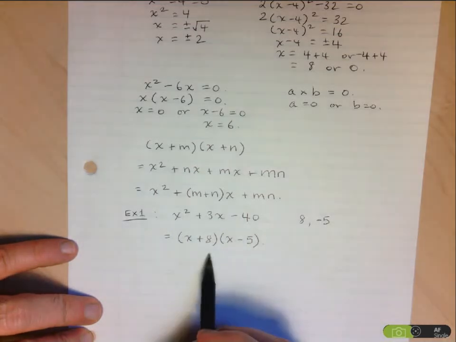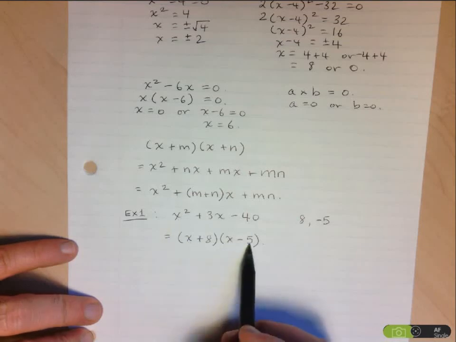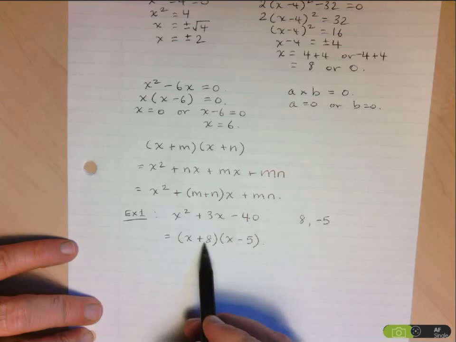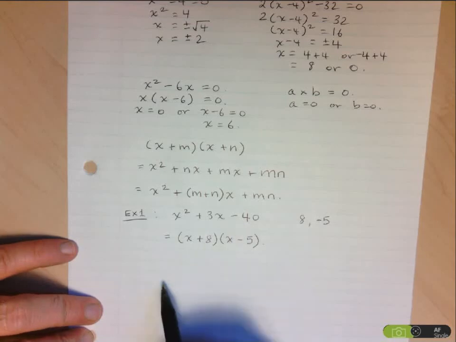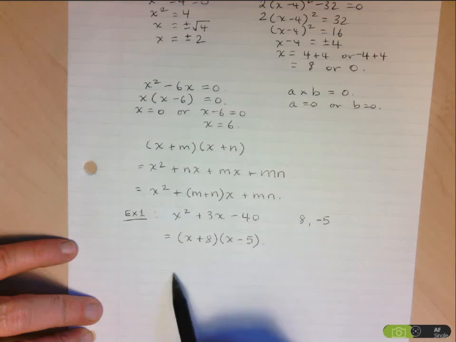Right, and let's just check it just to be sure. So x times x is x squared, negative 5x plus 8x is positive 3x, and then 8 times negative 5 is negative 40. So these two expressions indeed are the same.